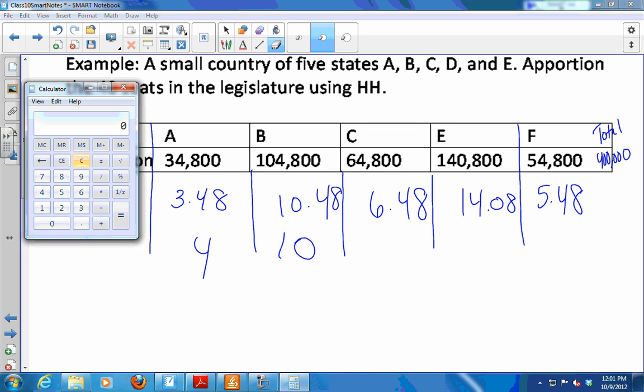So the 6.48. To decide how to round it, take the geometric mean of 6 and 7, the lower quota and upper quota. So we do 6 times 7 and square root. 6.4807. Is my number bigger than or smaller than 6.4807? Smaller, so I round down.